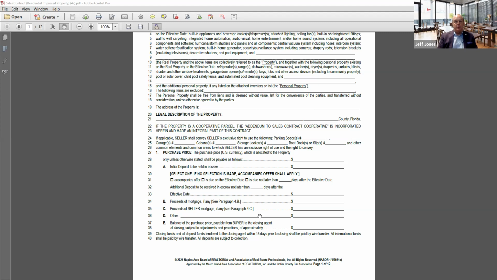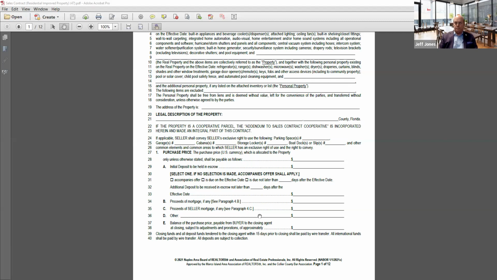Okay, purchase price, initial deposit. In the NABOR contract, the liability to the buyer for default, meaning I don't want this house anymore, I'm going to walk away, is deposits paid to date. So if you put a small initial deposit of, let's say, $5,000 or $10,000, and for whatever reason the buyer just absolutely decides that house isn't going to work for them, and they have to walk away, that's the amount they forfeit.